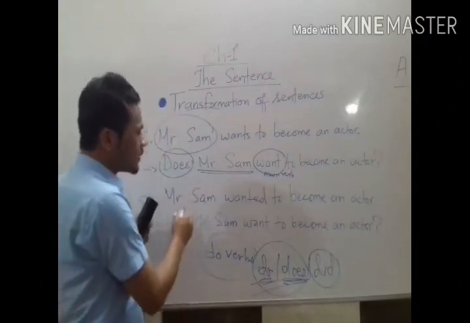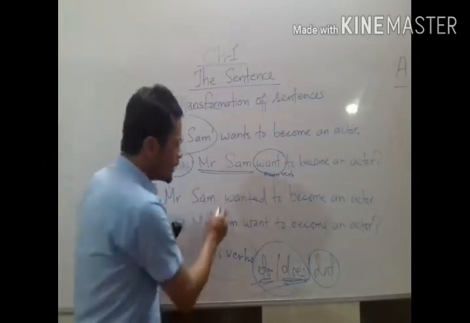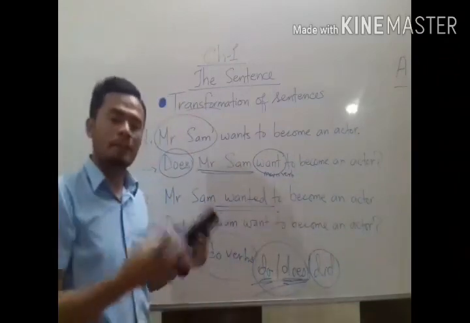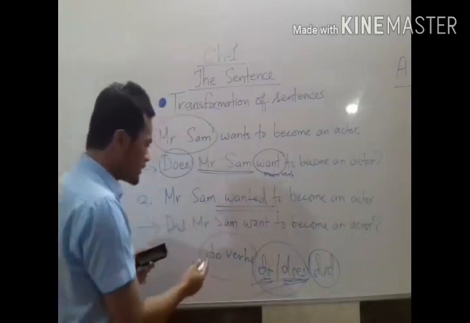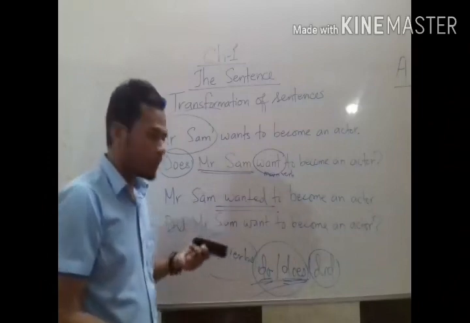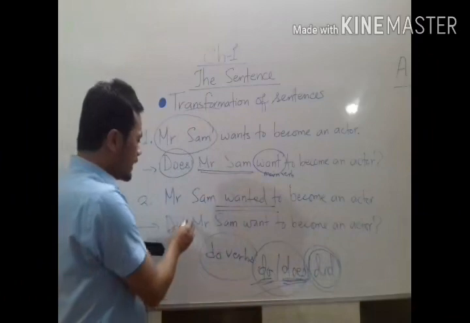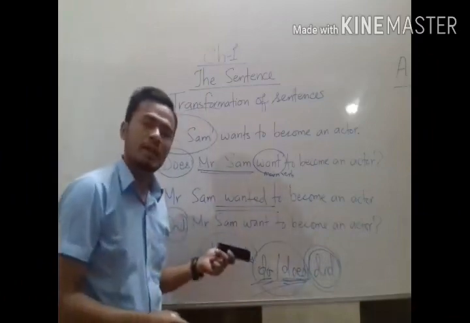Now, here comes another question, like Mr. Sam wanted to become an actor. So here the sentence is in simple past tense. Now, if the sentence is in simple past tense, we have to use did, whether the subject is singular or plural. Like, did Mr. Sam want to become an actor?